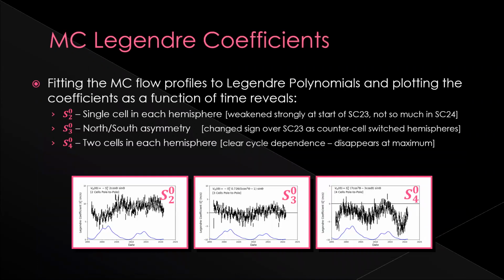We can also take a look at the Legendre coefficients if we fit for the meridional flow. The second coefficient represents a single cell in each hemisphere. Well, we find that it weakened strongly at the start of cycle 23, but not so much in 24. The third coefficient, which represents north-south asymmetry, changed sign over solar cycle 23 as the countercell switched hemispheres. And the fourth coefficient, which represents 2 cells in each hemisphere, we see that there's a very clear solar cycle dependence that disappears at about the time of maximum.